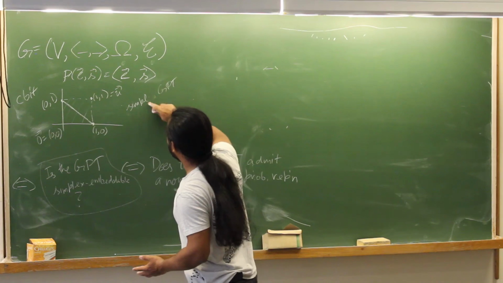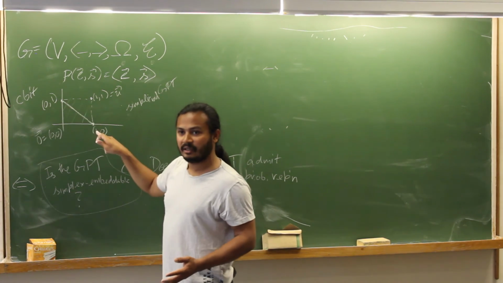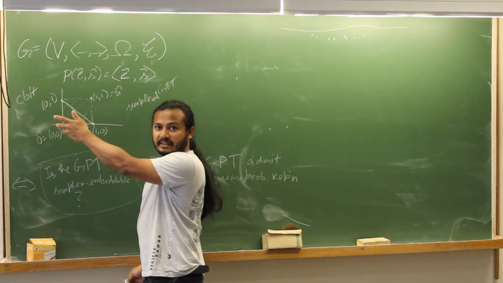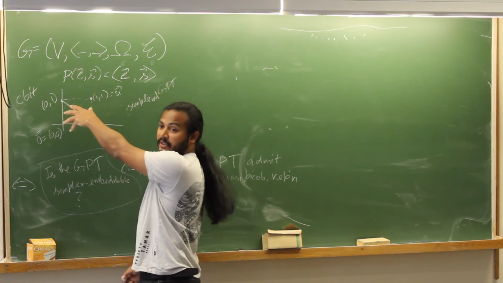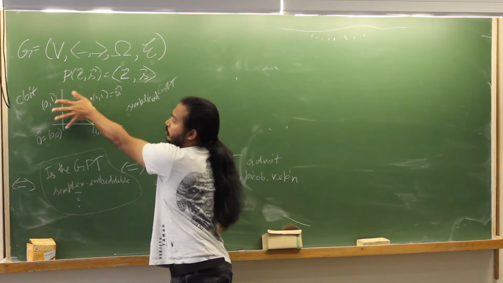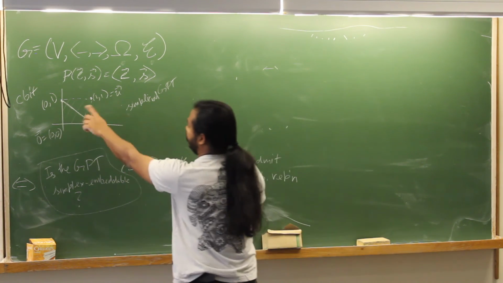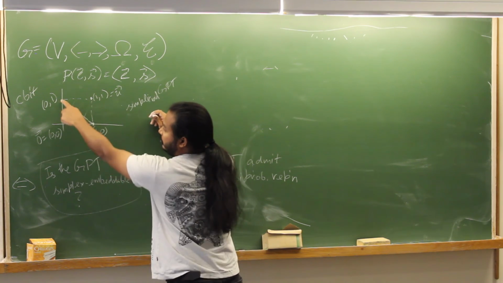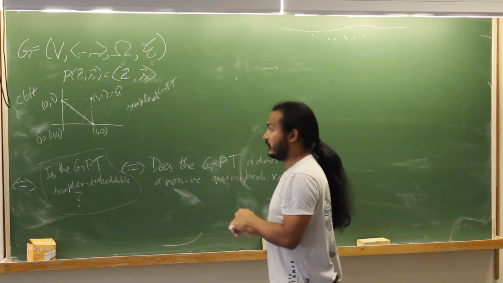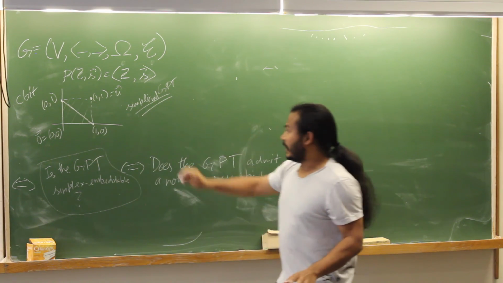I call these GPTs simplicial, because the state space is a simplex and the effect space is the dual of that simplex. It's the hypercube; in 2 dimensions the cube is just the square. The dual is something that gives you positive probabilities when you take an inner product with these states. So this is an example of a simplicial GPT in dimension 2.